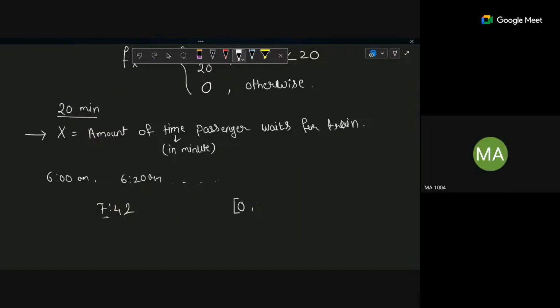So do you find it is possible that a passenger can reach the train station at any point of time within this 20-minute time span? Therefore this x, which we have denoted as the amount of waiting time of the passenger, follows a uniform distribution for the interval 0 to 20.